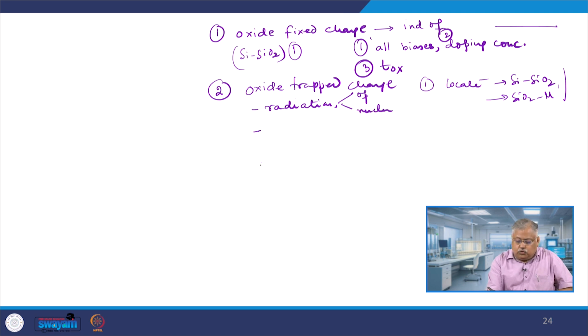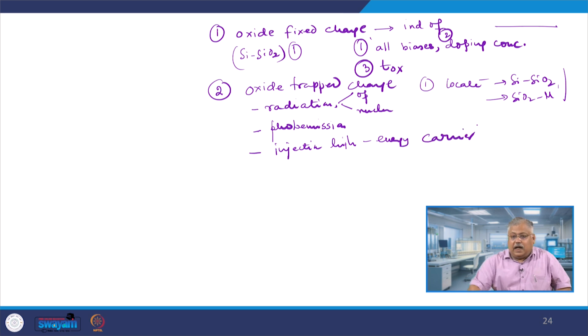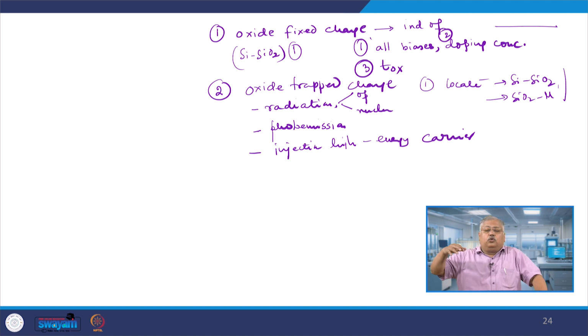This can also be due to photo emission or injection of some high energy charge carriers. So, let us say you are doing Gaussian doping, and you are using an ion implantation machine to do it. These are very energetic particles, and they will just bang through the metal layer and sit in the oxide layer, and these are known as oxide trapped charges. So, they have been trapped by an external source.